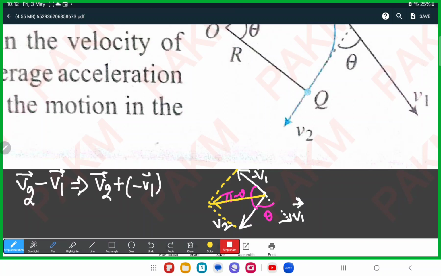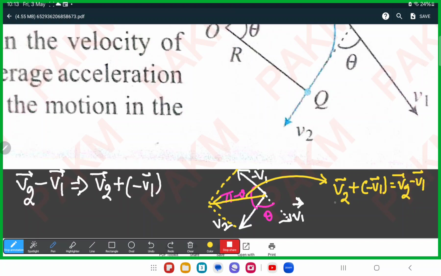This is the resultant, and what is the value of the resultant? That is v2 plus minus v1. Automatically it is v2 minus v1. So this particular diagonal will give me v2 minus v1. Now we will simply use the vector algebra. So this is what is shown.